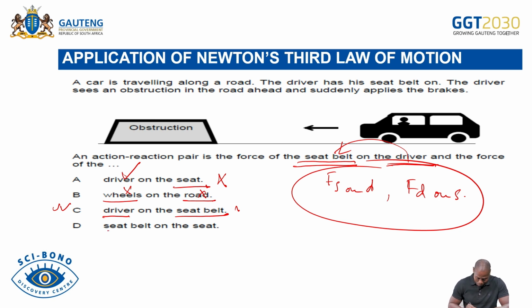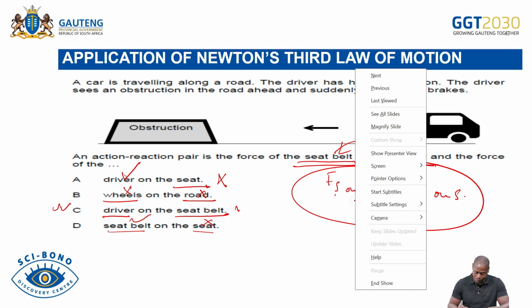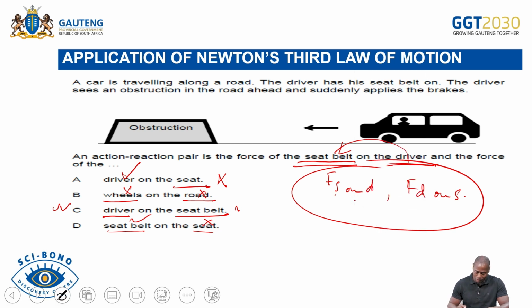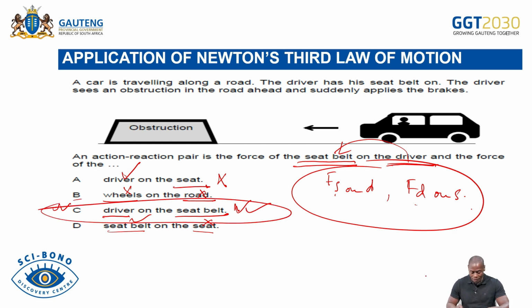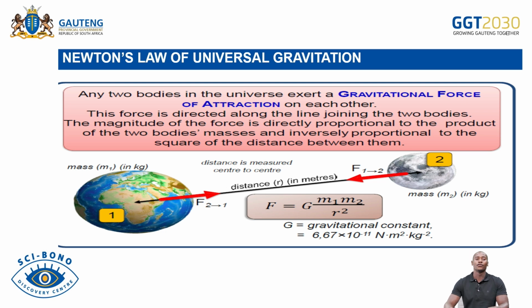The last one, seat belt on seat. This is out. Yes, there's a seat belt, but not the seat. It should be the seat belt and the driver. So force seat belt on driver. Force seat belt on what? On driver. It's what is given. And then the reaction force will be the driver on what? On the seat belt. So the correct answer there will be C. Right. Then let's move to Newton's law of universal gravitation.